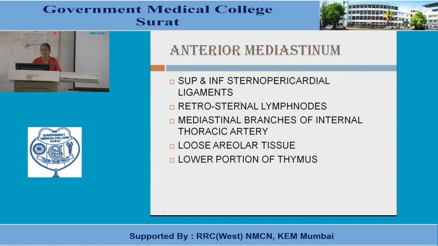Then there are the retrosternal lymph nodes, a few lymph nodes in it. The mediastinal branches of the internal thoracic artery: you know the internal thoracic artery is a branch of the subclavian artery, and it gives mediastinal branches. When you studied its branches, you also studied the mediastinal branches. These branches lie in the anterior mediastinum. There is loose areolar tissue to fill the space, and the lower portion of the thymus. I told you the thymus is the anteriormost content of the superior mediastinum, but part of it also extends into the anterior mediastinum.